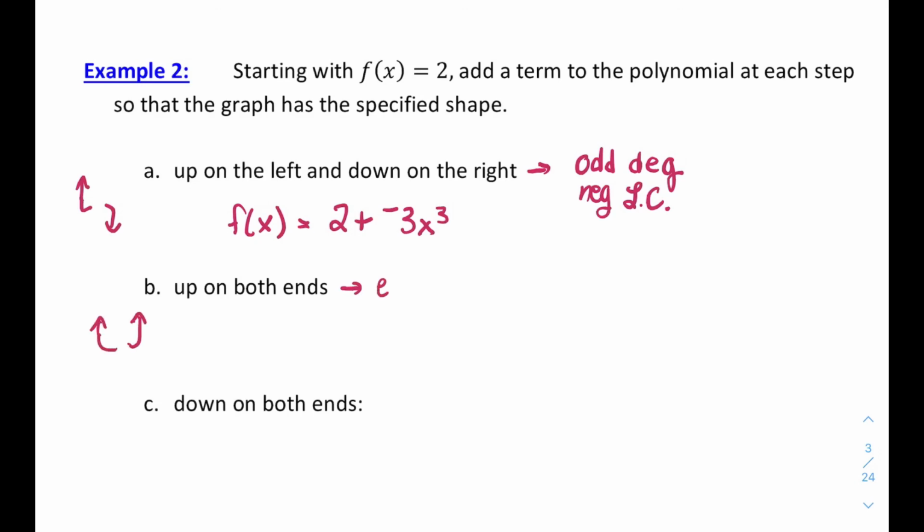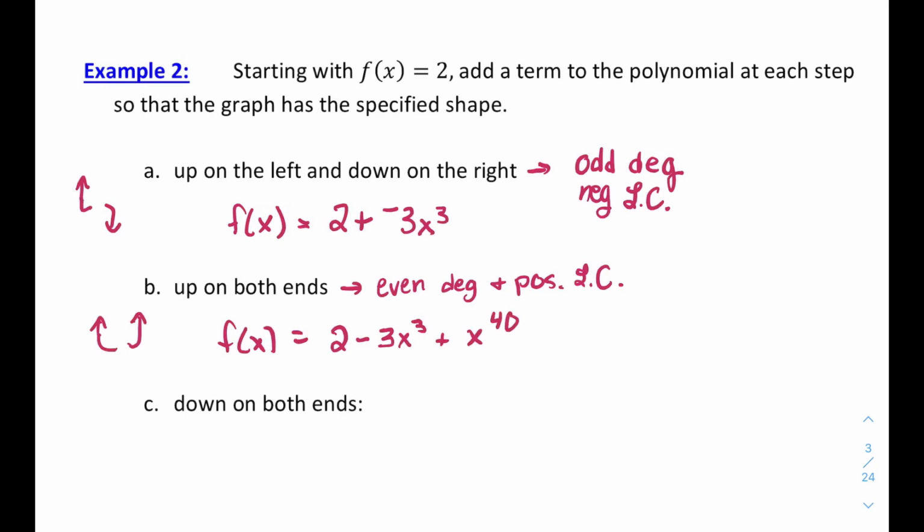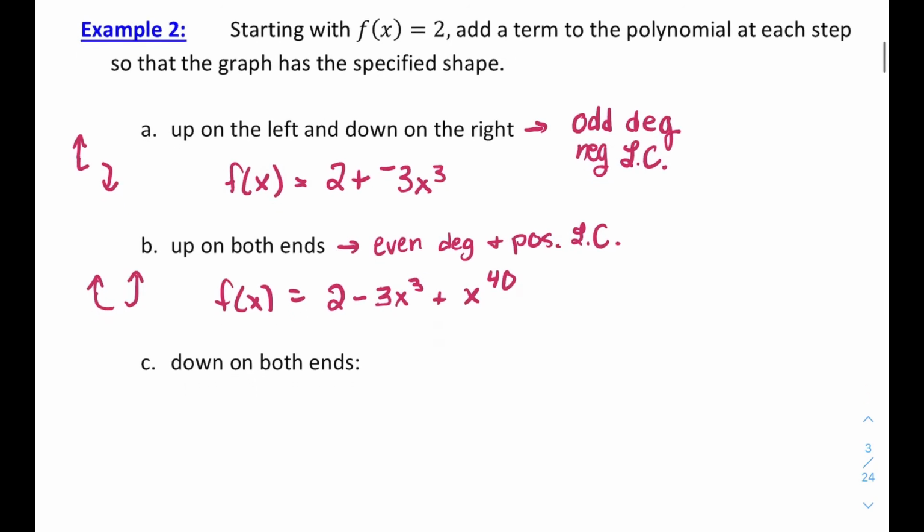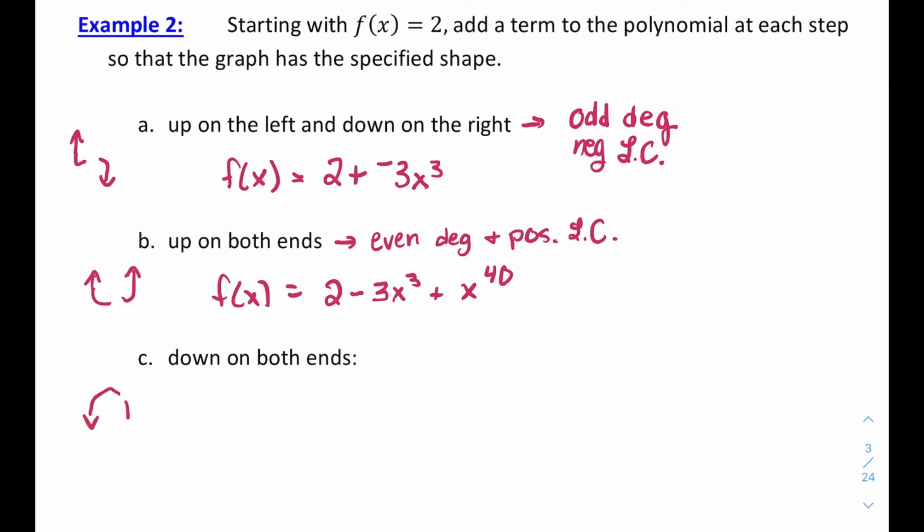Okay, if it needs to now go up on both ends, it's got to be an even degree with a positive leading coefficient. So let's take my function that I have right now, my f of x equals 2 plus -3x cubed, and then I need to add a term that is bigger degree, and it's got to be even with a positive leading coefficient. I'm feeling even degree of 40 and just a leading coefficient of 1.